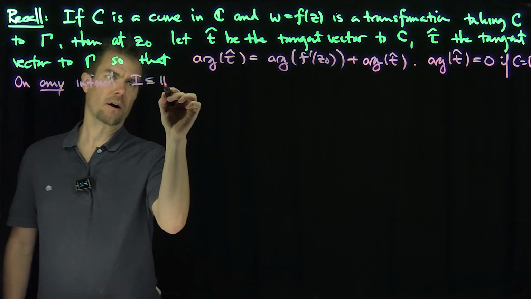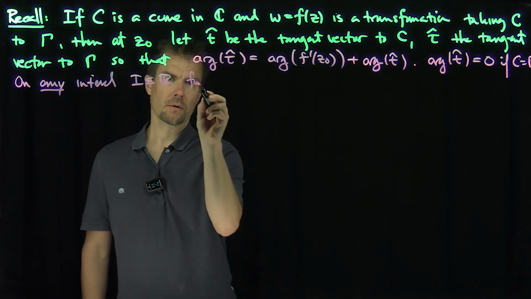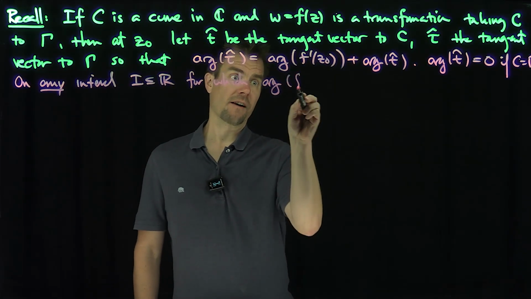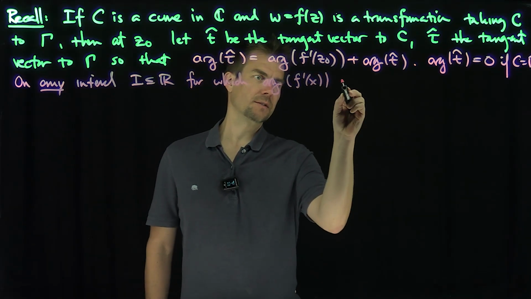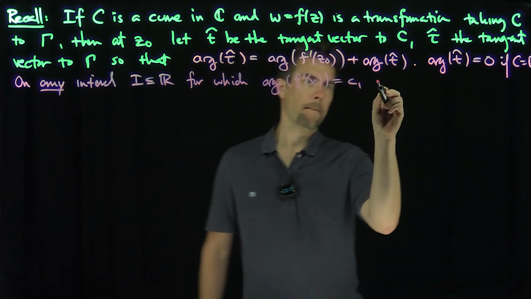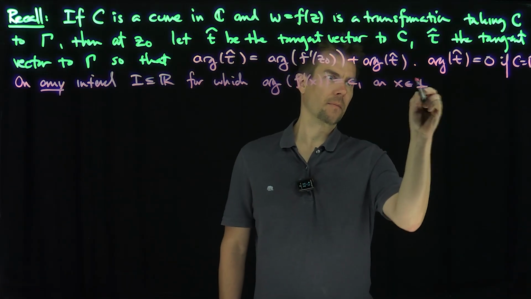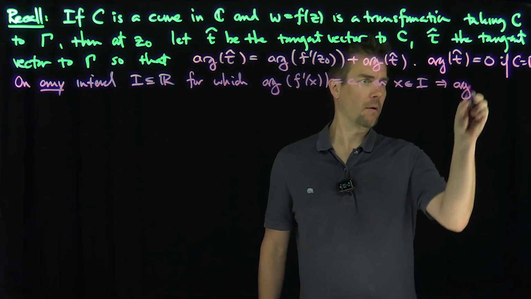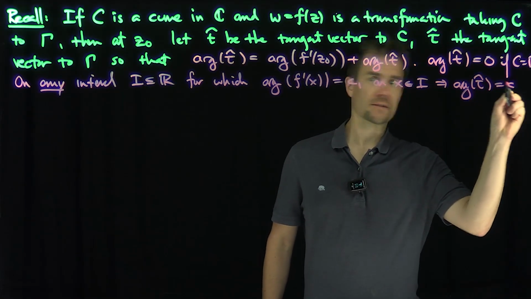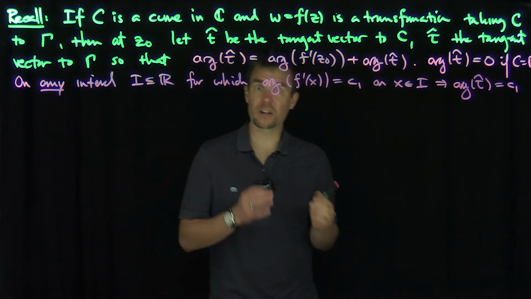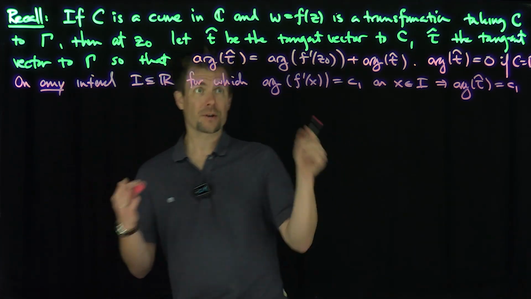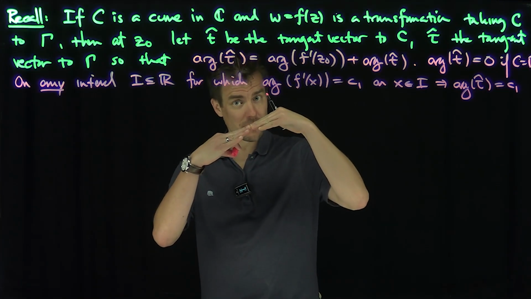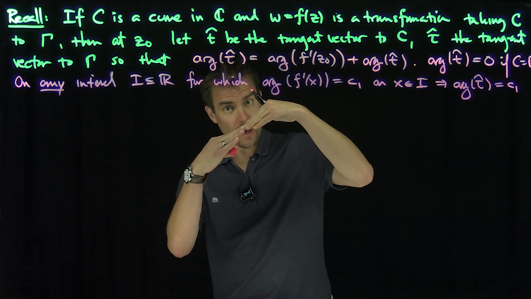Then on any interval I, a subset of R, for which the argument of f prime of x is constant for x in I, that means what? That means that tau hat has constant argument, implies the argument of tau is constant, C1, as well, right? Now what does that mean? The argument of tau hat being constant means the curve gamma is also what? Is also a straight line. Beautiful, because the tangent vector is only going to be constant if you're on a straight line, right?